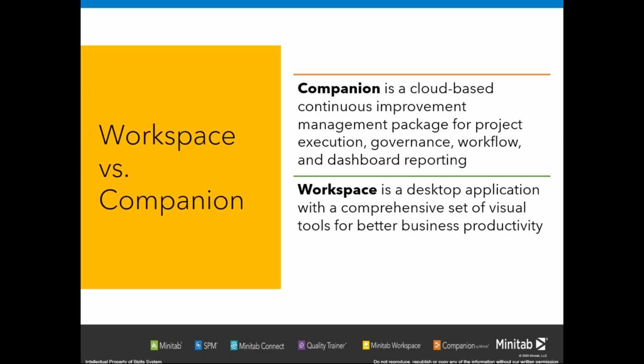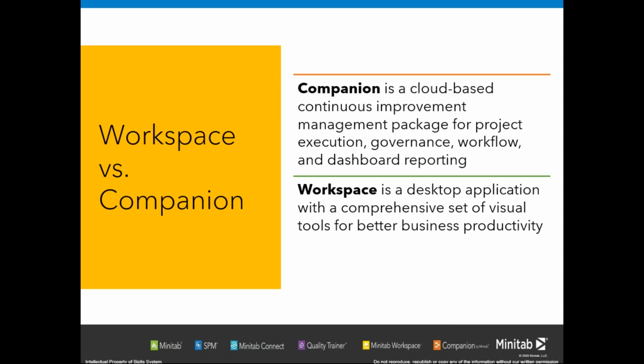Okay, so this one is a quite popular question from our customers. Because if let's say you are familiar with Companion, maybe Workspace is the desktop application before this. So the differences between Workspace and Companion: Companion is a cloud-based continuous improvement management package for project execution, governance, workflow, and dashboard reporting. But Workspace is a desktop application with a comprehensive set of visual tools for better business productivity. Okay, this one is the differences between Companion and Workspace.